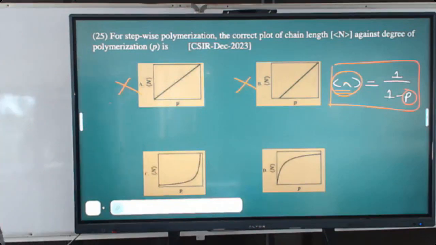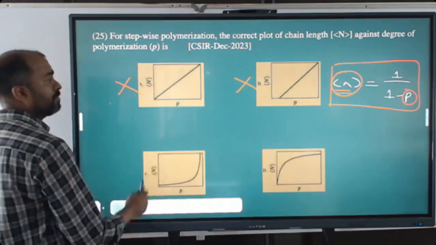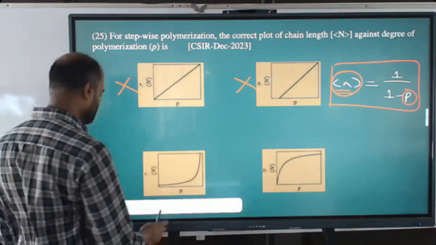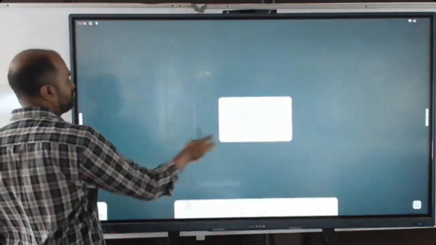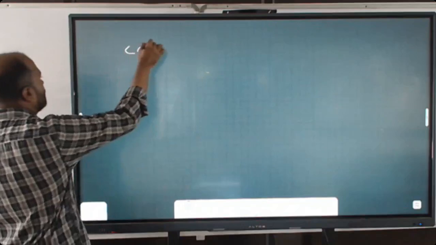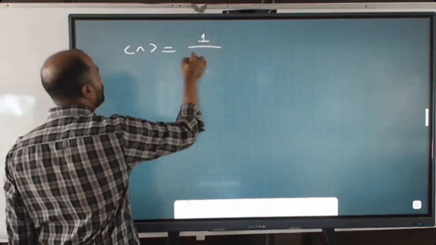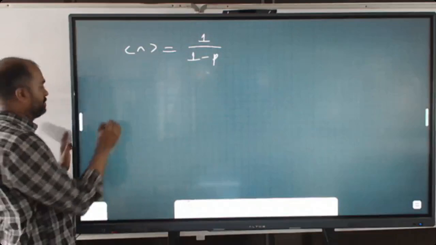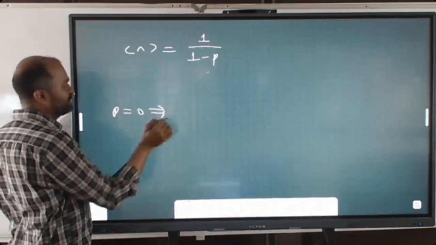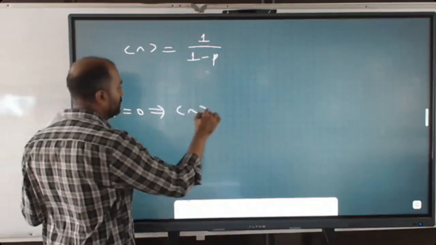We just give some values. So n is equal to 1/(1 minus p). We just give different values for p. First I am giving the value of p equal to 0. And what is the value of n?